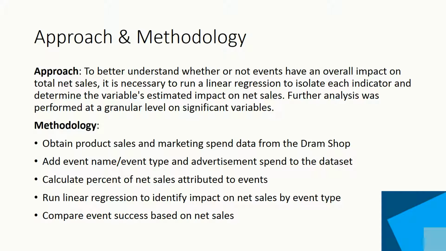To figure out what events had an overall impact on the total amount of net sales, we ended up running a linear regression and isolating these variables to figure out whether they had a large impact on the net sales. We did some specific analysis, which is later on. We took a look at the product sales and how much the Dram Shop spent on marketing from Facebook or Instagram. Then we added that specific event that was being promoted into the data set with the amount that was spent on it. Then we calculated the percent of the net sales that were from that specific event. Then we ran the linear regression and identified how much of an impact that specific event had on net sales, and then we compared the event's success based on its net sales.